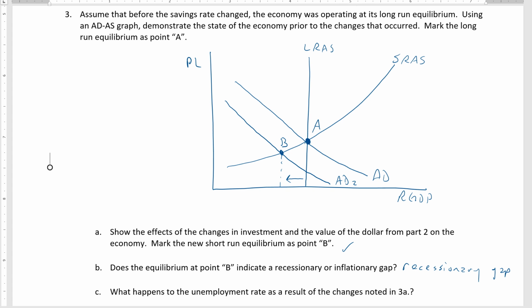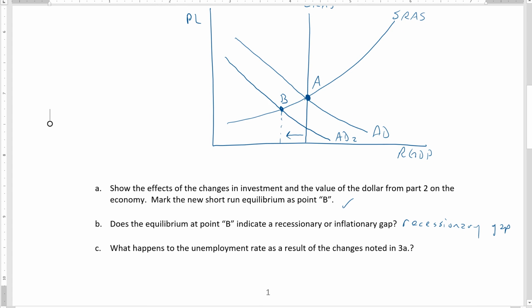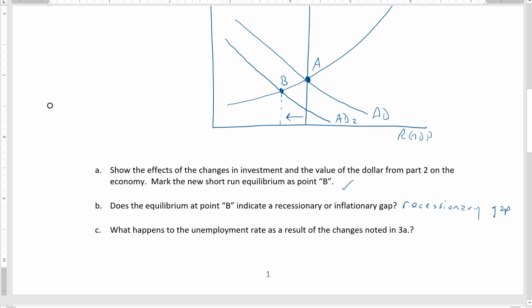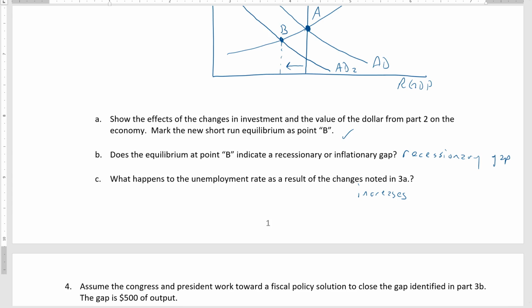Okay. And when there is less output, there will be a higher unemployment rate. So the unemployment rate will increase. Don't need as many workers if you're producing less output. All right, so that's page 1.